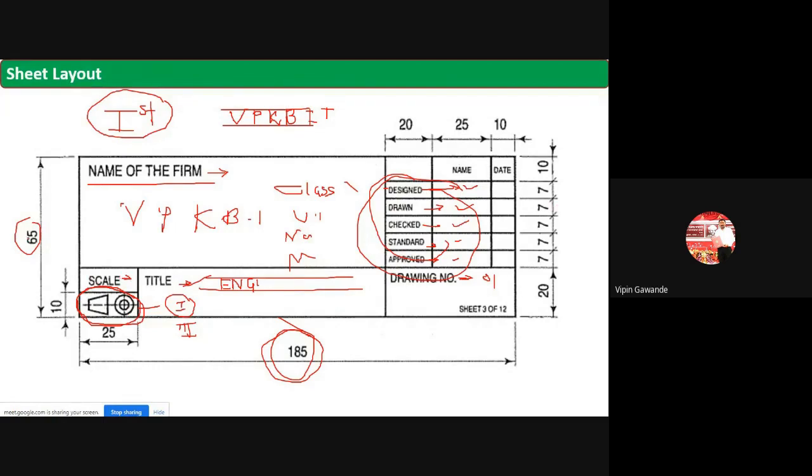So this is, I think, clear to you. What we have done is we have taken the title block. The title block has a dimension of 185 by 65. In this, you can change the contents inside this rectangle.